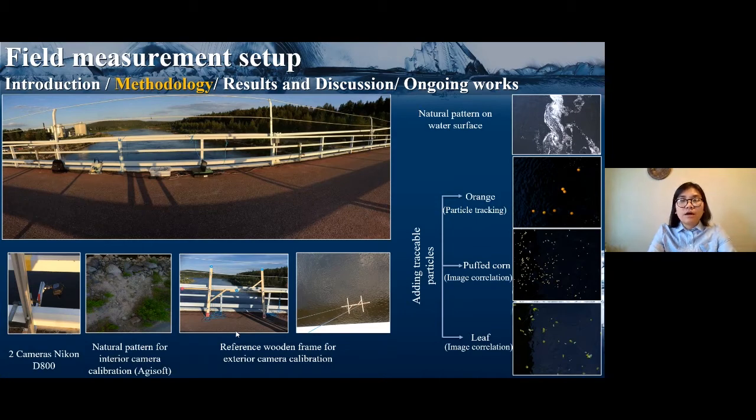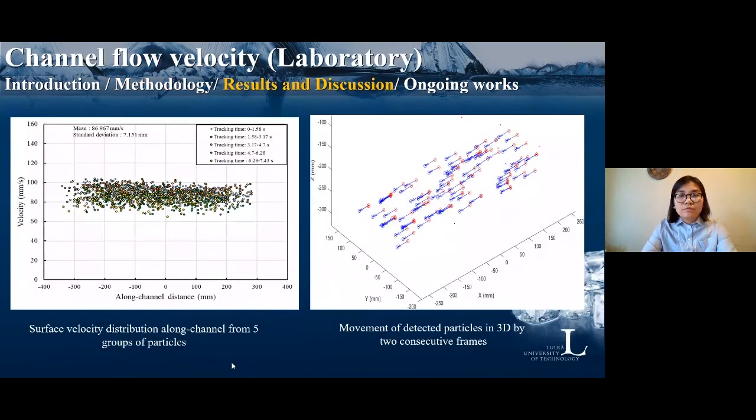Okay, from now on, our results will be reported. Firstly, I would like to talk about the results of flow velocity measured in the lab. For channel flow velocity measurement in the lab, each group of particles will follow the flow and be in the measurement volume during a period of time. So here the particles are divided into groups by tracking time and shown in this figure.